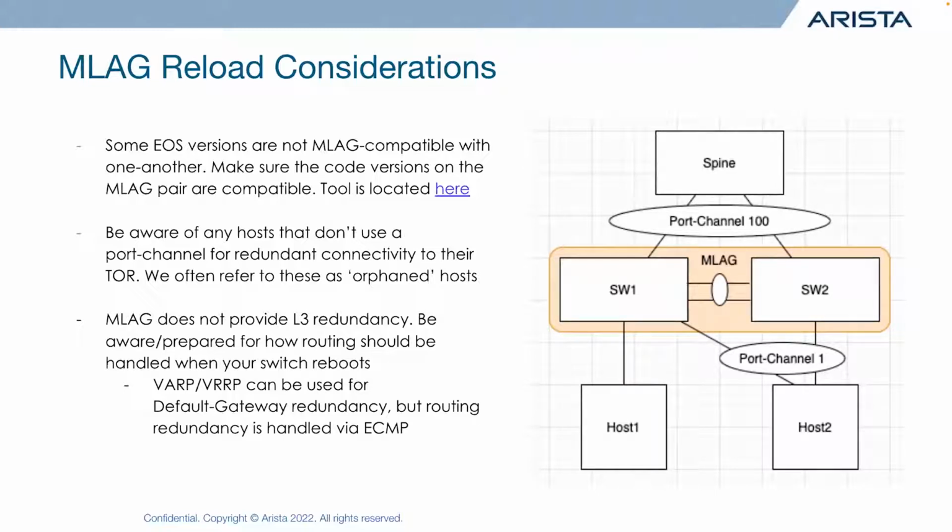And then lastly, Mlag doesn't directly provide any L3 redundancy. It's there for L2 redundancy. So we need to be aware and prepared for how our hosts reach their default gateway. Where is it configured? Are we running VARP or VRRP on these pair of switches? If not, and maybe the default gateway is at the spine, do we have routing towards the spine? Is it ECMP or is it L2? And just all of those little things that, again, we want to be aware of before we go rebooting devices in the network.